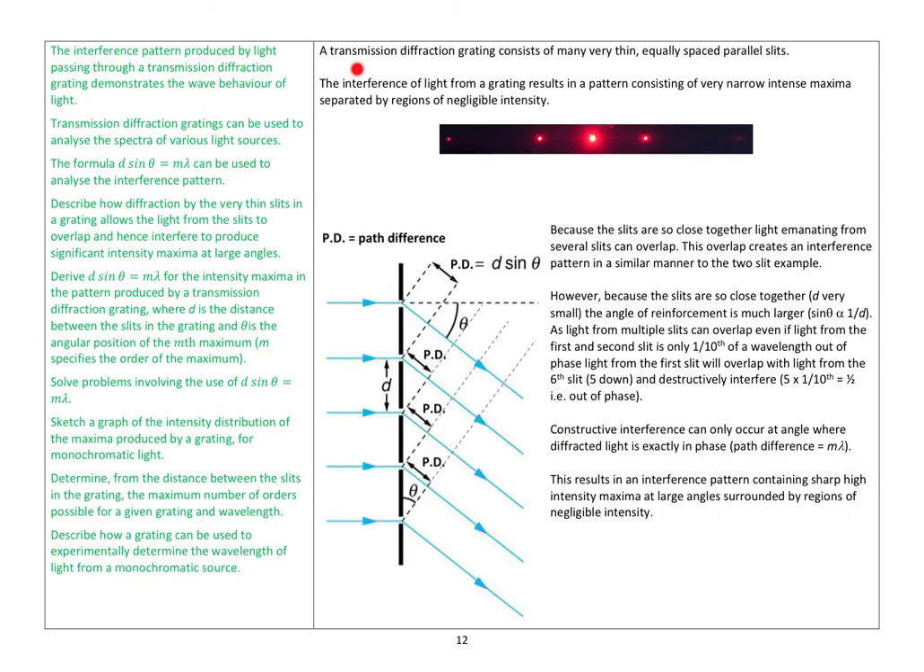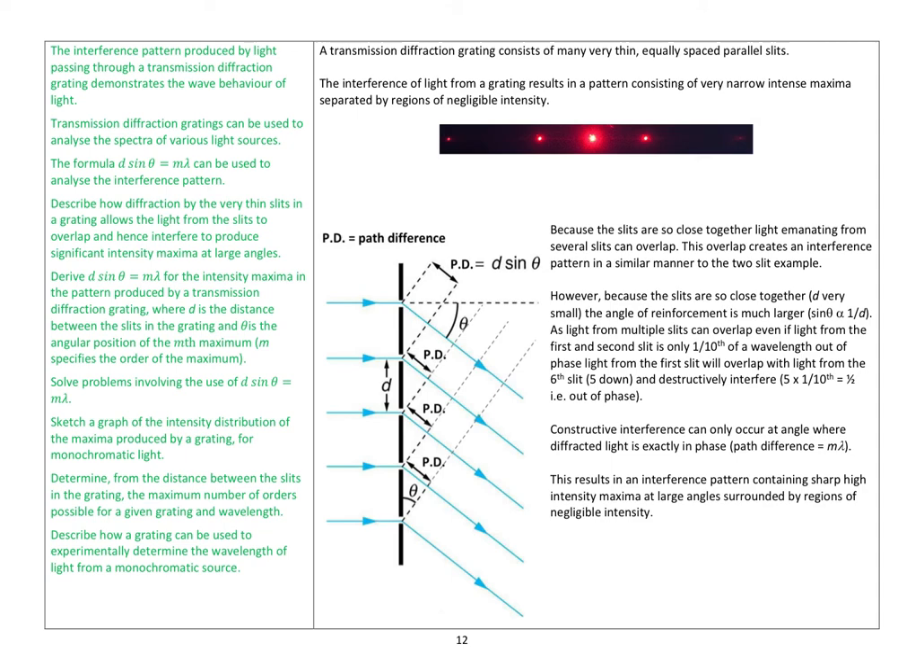So I've already said a transmission diffraction grating consists of many very thin, equally spaced parallel slits. This is just the pattern from exactly that example I showed you before, but I've just turned the lights off so you can see it a bit clearer. The interference of the light from a diffraction grating results in a pattern consisting of very narrow, intense maxima separated by regions of negligible intensity.